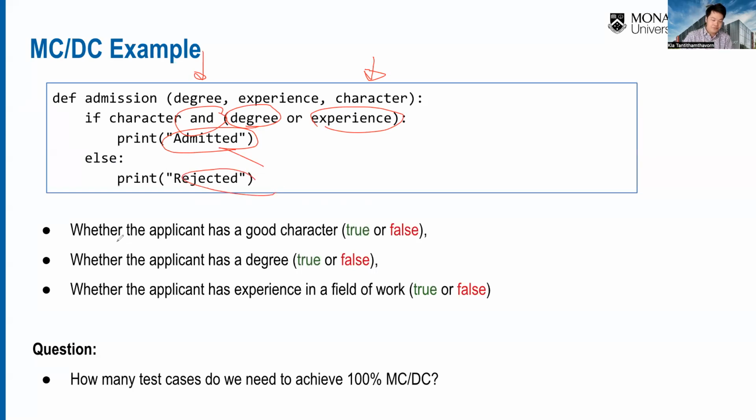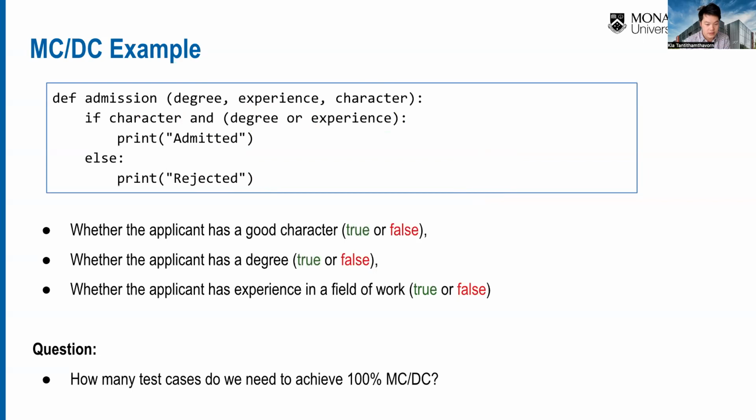So how should we test this one? In this case, how many conditions do we have? Three: character, degree, and experience. And if we use condition coverage, how many condition outcomes do we have? Six condition outcomes from the three conditions here. Each of them has two outcomes, true or false. So we have six condition outcomes. How can we decide the most effective test cases to achieve 100% condition coverage?